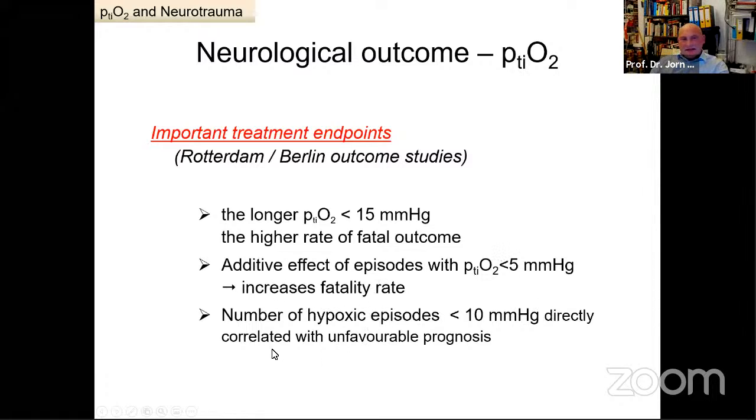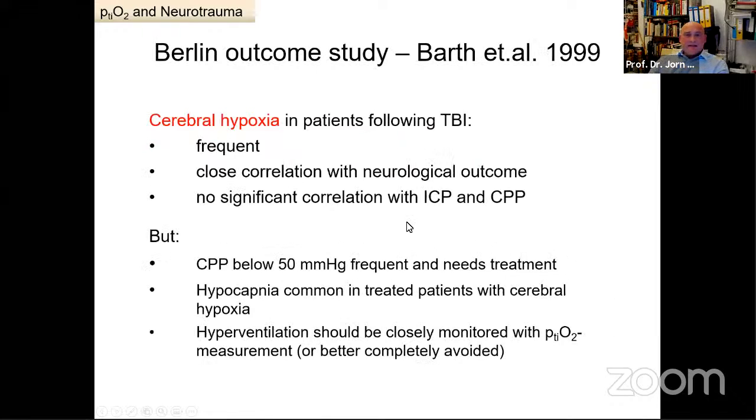Increased the fatality rate, and the number of hypoxic episodes of PO2 in the brain tissue of less than 10 millimeters mercury is directly correlated with a bad prognosis. So this is again the study I just mentioned, and they saw that cerebral hypoxia is very frequent in traumatic brain injury, and it has a close correlation with neurological outcome, and no significant correlation necessarily with ICP and cerebral perfusion pressure.